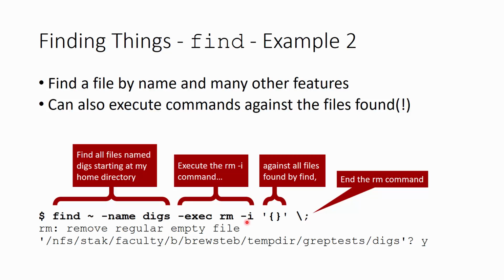and rm -i is saying that I want to delete that file, and the -i says ask me about it. So don't just blow it away, be careful. Then I have to use curly braces with single ticks around it to say do this command against all the files that get found. And then a semicolon at the end, which has to be escaped, which terminates that rm command. So when I run this, it will go out and find that digs file, and it'll ask me if I want to remove it. It says, are you sure you want to remove this? And then I type yes to make sure it actually gets removed.